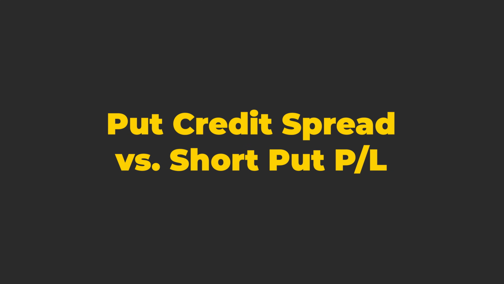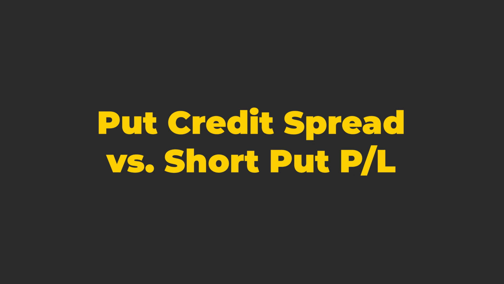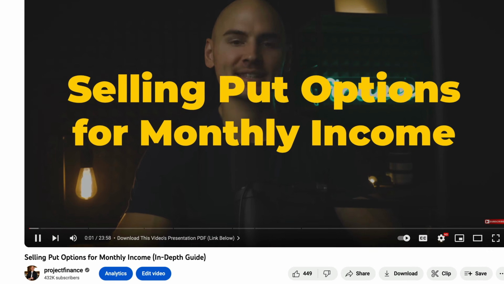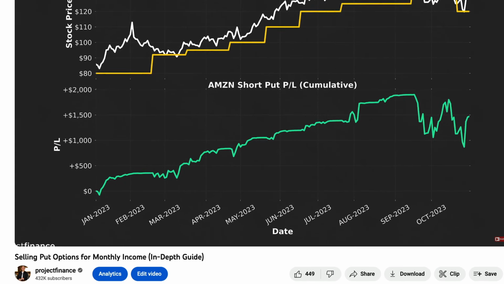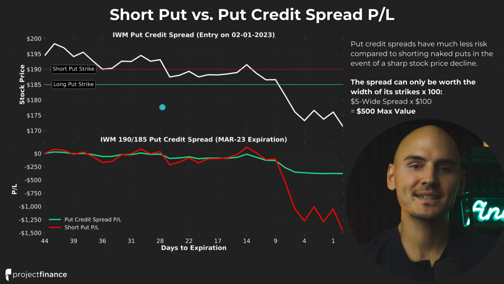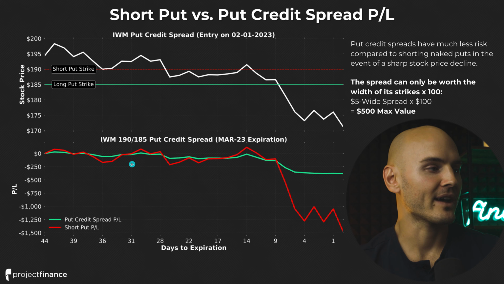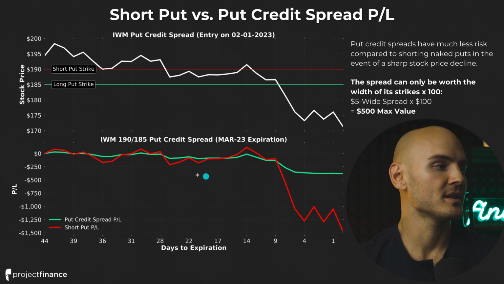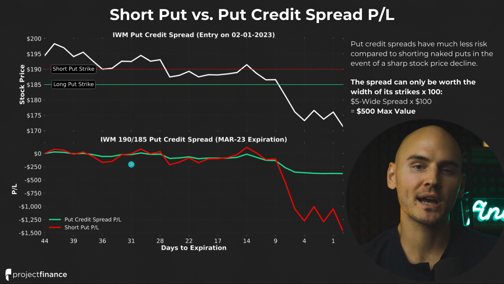Let's compare the P&L performance to simply shorting a put. So I recently did a video on selling put options. You can watch that in the link down below. But let's go ahead and compare a put credit spread to selling naked puts all by themselves. This is the same exact chart from the previous slide, except on the bottom part of the graph, I have plotted the put credit spread P&L, and I have also added the short puts P&L on its own. So this would be the short 190 put option as opposed to the put credit spread.